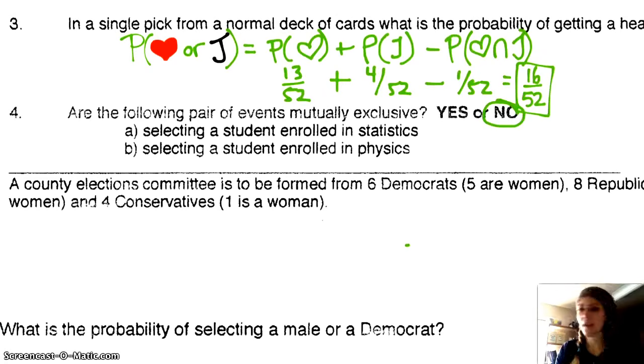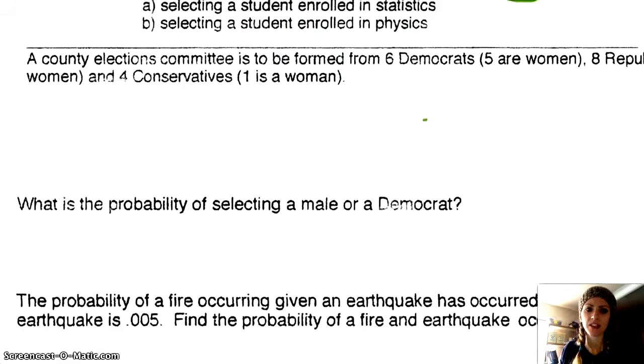Something that might be mutually exclusive is a student enrolled in Algebra 2 and a student enrolled in Algebra 2 Honors, right? Because you won't have somebody taking both classes at the same time. Okay, next problem. County elections.